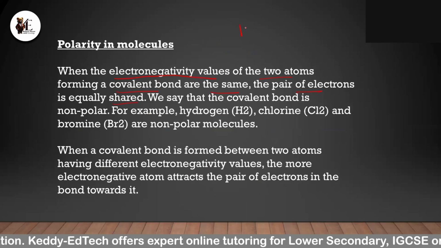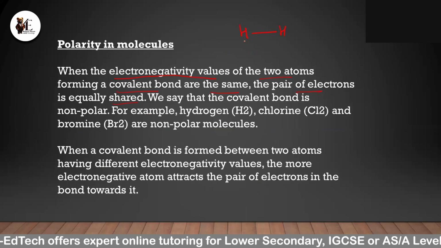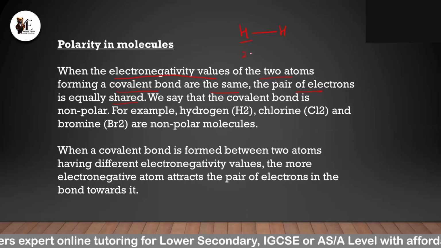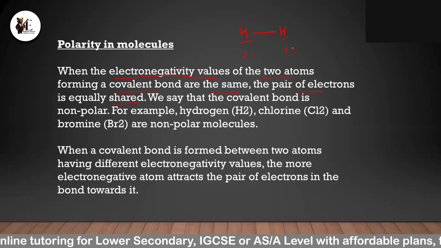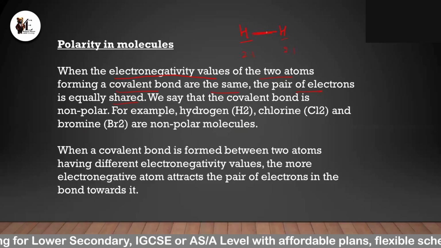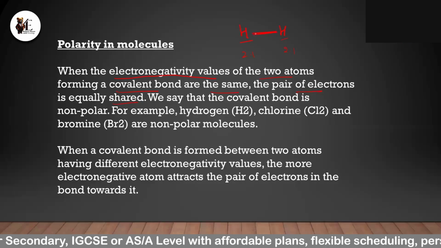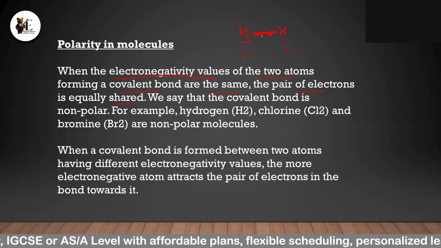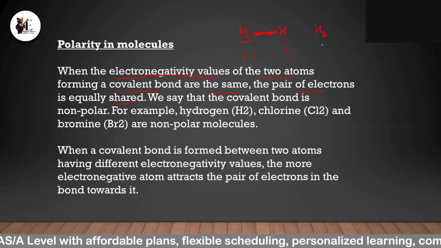For example, H2. The electronegativity of hydrogen is approximately 2.1. It's also 2.1 for the other hydrogen. In one bond, how many electrons do you have? 2 electrons. So they are shared equally, and we say that this H2 is non-polar.